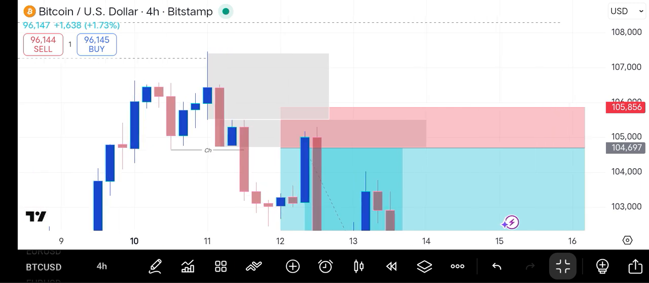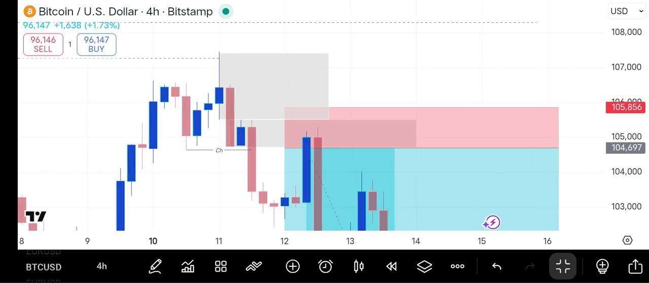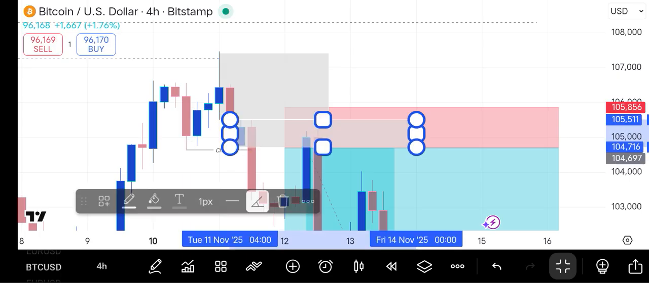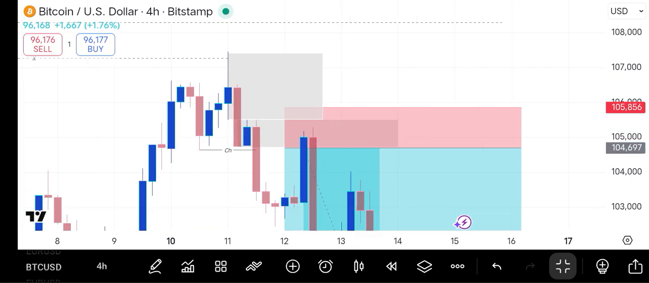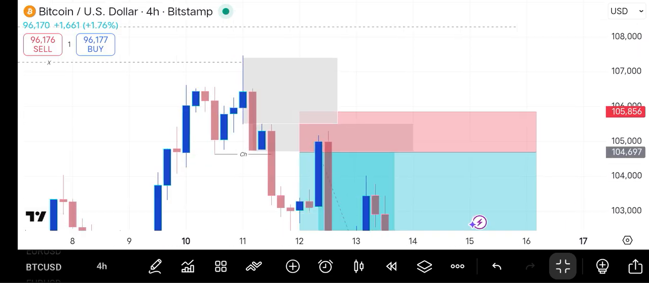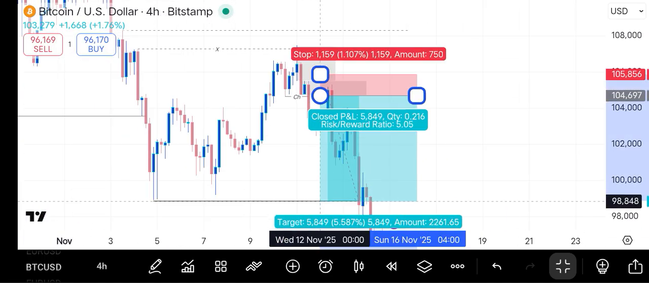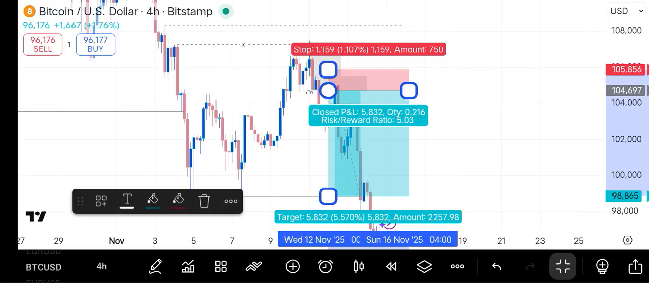So I still know what I need next. I needed a supply that broke this change of character. So as you can see, this refined supply broke that change of character, and that is where I entered for shorts. Overall, this is just an analysis for a friend that I did.